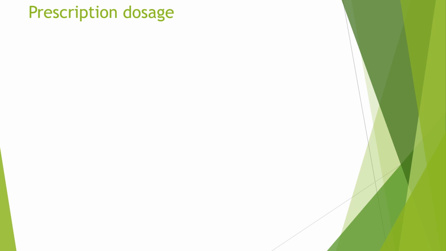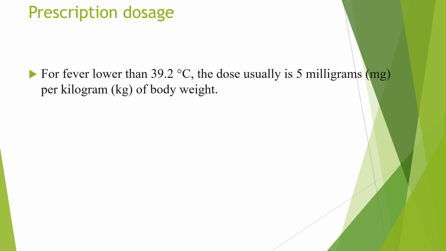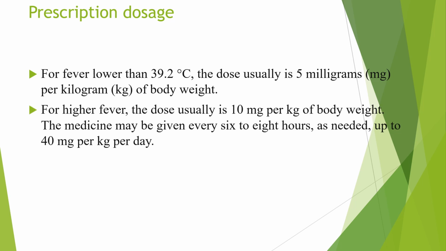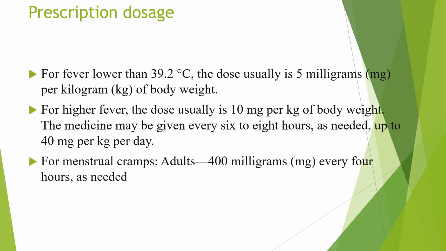So let's look at prescription dosages. For fever lower than 39.2 degrees Celsius, the dose usually is 5 milligram per kg of body weight. For higher fever, the dose is usually 10 milligram per kg of body weight. The medicine may be given every 6 to 8 hours as needed, up to 40 milligram per kg per day. For menstrual cramps, adults should take 400 milligram every 4 hours as needed.